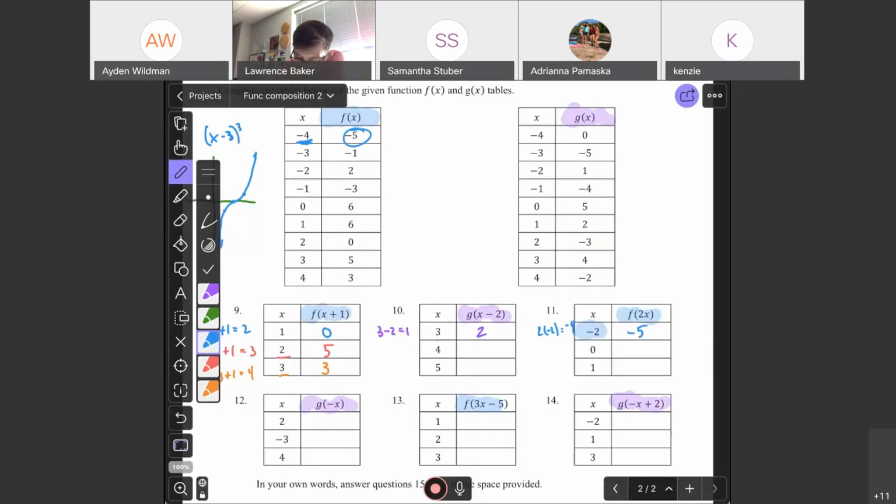It's kind of hard to see what I wrote there. Sorry. Let me zoom in a little bit.